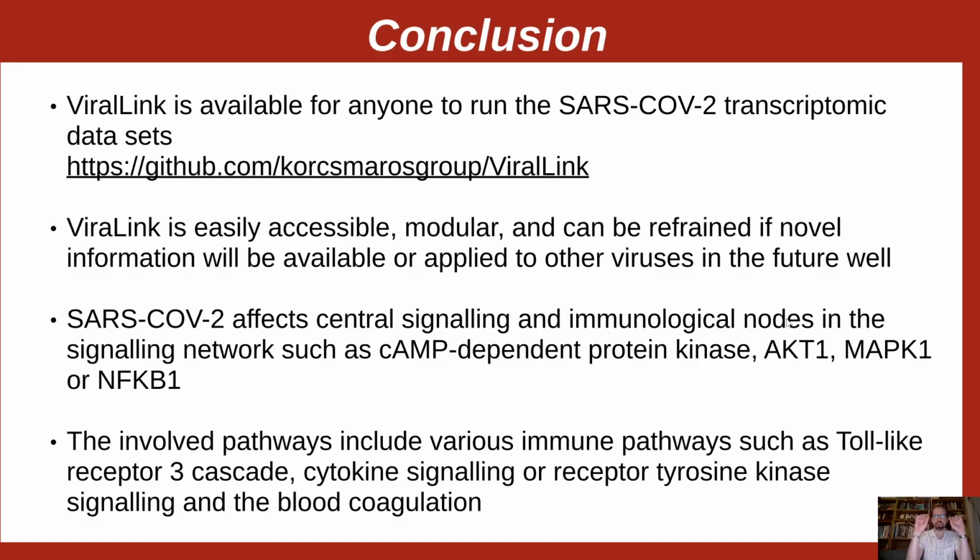Using the Blanco-Melo et al. dataset, we have shown that there are various kinases, such as AKT, the MAPK kinase, and the cAMP-dependent protein kinase, which are involved in the coronavirus, and also various transcription factors, such as NF-kappa B or FOXO. And we've seen that the signaling which is involved is the toll-like receptor signaling, the various immune and cytokine signaling, and also the blood coagulation.